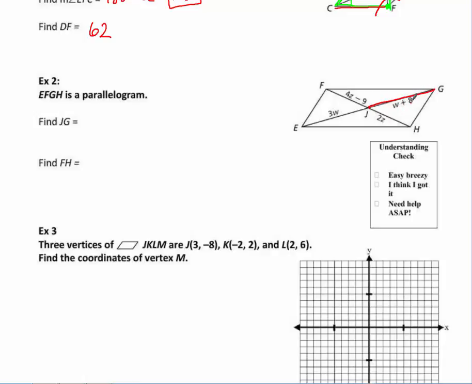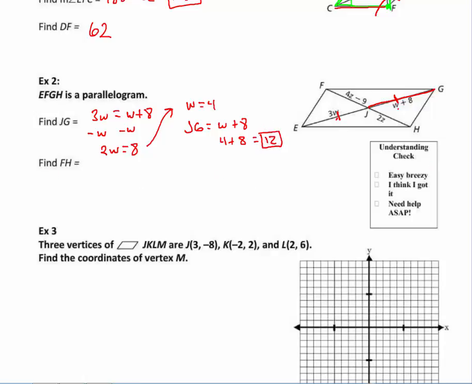Well, it says W plus 8, and we don't know what W is, but we also see that EJ is 3W. And so 3W has to equal W plus 8 because, remember, these are bisected. Bisected means equal parts. So we subtract W, we get 2W equals 8, and W equals 4. Now, 4 is not the answer. Question said, what is JG? Well, JG equals W plus 8. So 4 plus 8 equals 12.